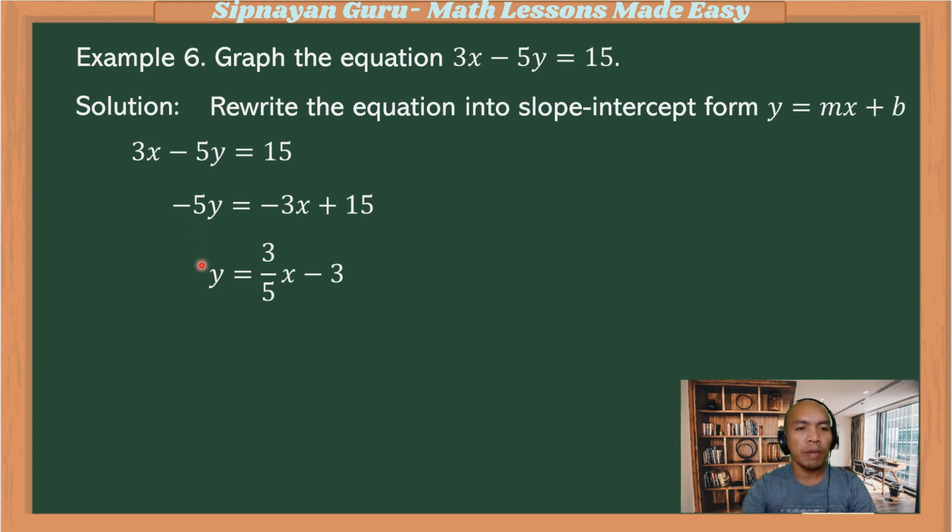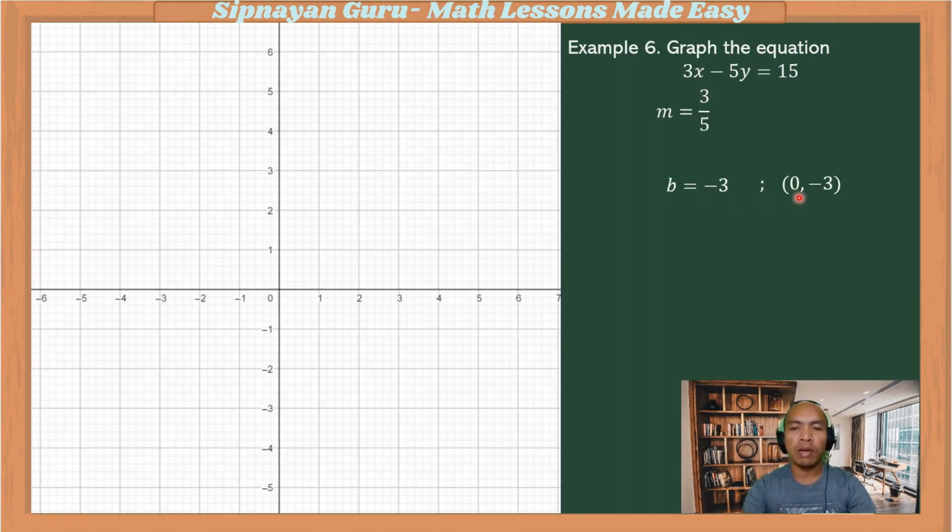So -5 divided by -5, that would be +1y. Then -3x divided by -5 is +3/5x. Then 15 divided by -5, that is -3. So the slope is 3/5 and the y-intercept is -3. And the ordered pair is 0 and -3. First step, we are going to graph the y-intercept. So y-intercept is 0 and -3. So that would be 3 units down.